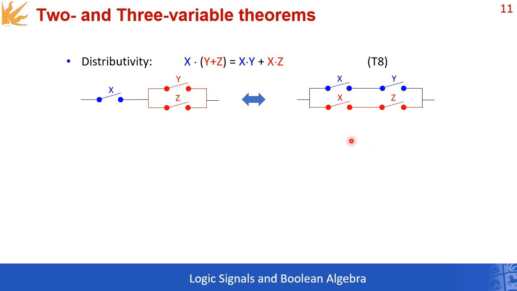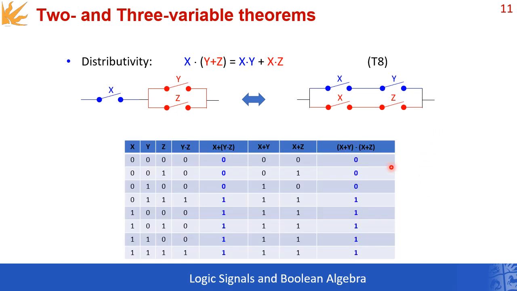x times y, x times z. If you put them in parallel, it's like taking the logical sum of the two. This is the truth table. Take a moment to pause the video and check out how it looks.